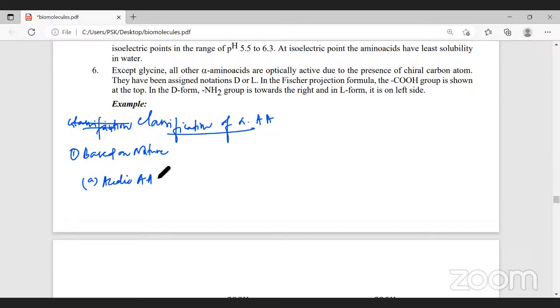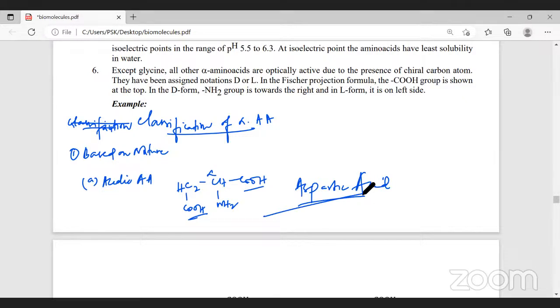Now, acidic amino acids. For an example, if I write CH2, COOH, CH, NH2, COOH, this is an alpha amino acid, no doubt about it. This is alpha carbon atom. Now, you can see we have two COOH groups and one NH2. Therefore, this amino acid will be acidic in nature. So, example for acidic amino acid is aspartic acid. Aspartic acid is an example for acidic amino acid because we have two COOH groups and one NH2 group. NH2 is basic in nature.